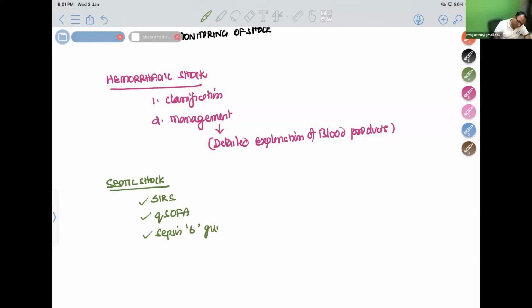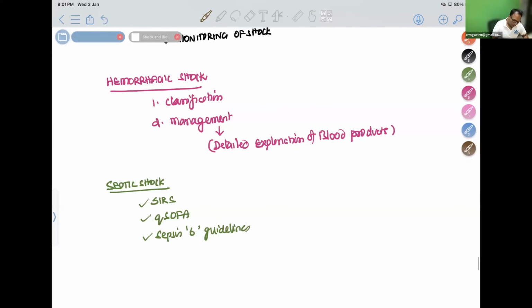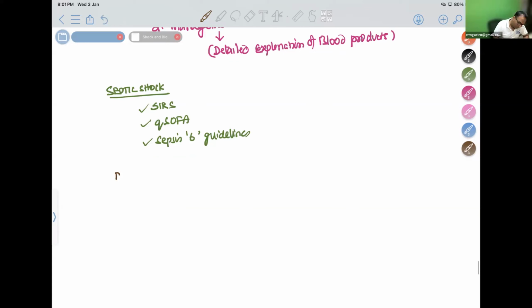Sepsis 6 guidelines. So give 3, take 3. Don't forget, give 3, take 3 should be written. And after writing the septic shock, that's more than enough if you are going to write about it. And if you have time, you can write a few points about blood transfusion complications. So blood transfusion complications can be written in this.